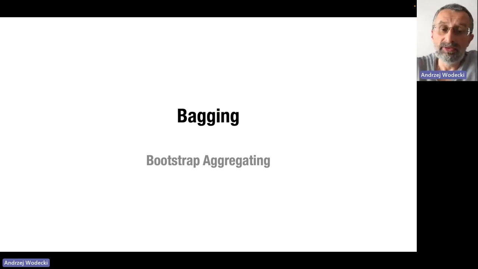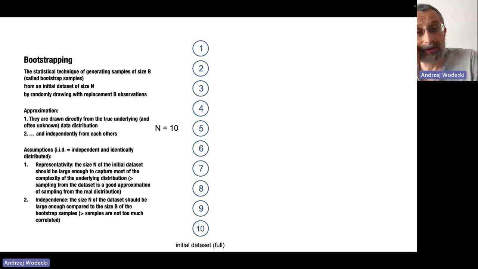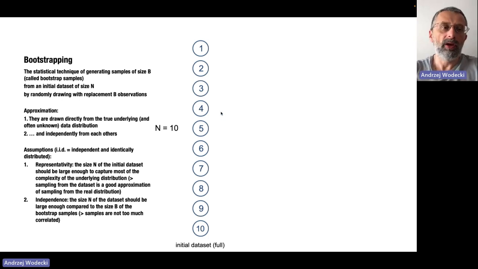and under the hood there is a very important technique called bootstrapping. Bagging comes from bootstrap aggregating. So let's talk a few minutes on bootstrapping. Bootstrapping is a very important technique. You'll probably find it also in A/B testing when we are going to perform some statistical tests to verify hypotheses.